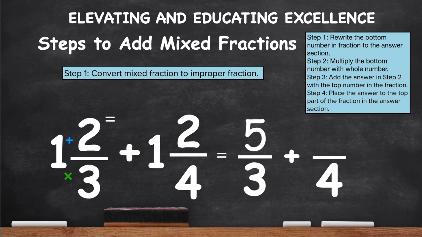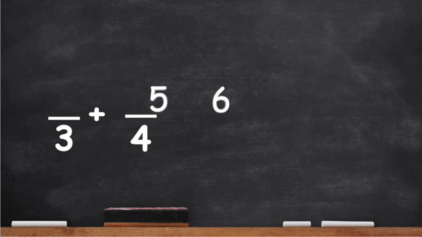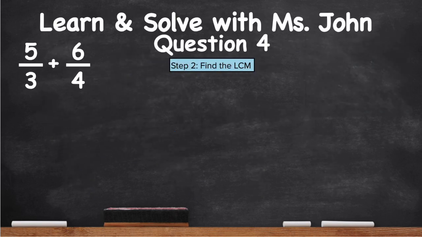Now for the second fraction, we're going to multiply 4 times 1. We're going to add the 2. So 4 times 1 equals 4. 4 plus 2 equals 6. So now we're going to move that 6 to the top part of the new fraction. So now we're going to do step number 2. Step number 2 is find the LCM.